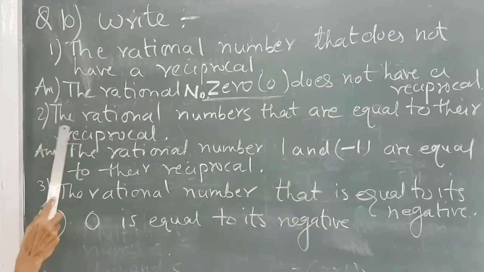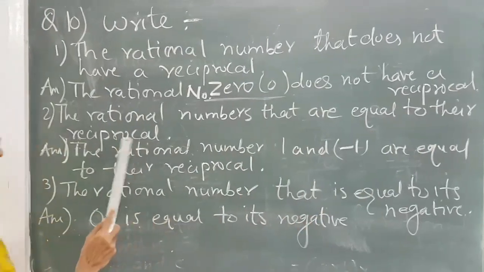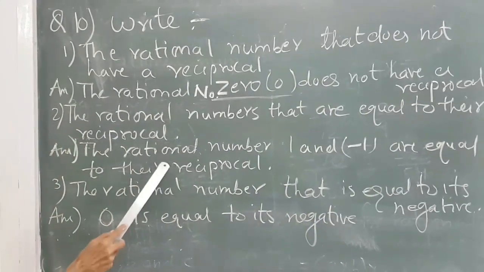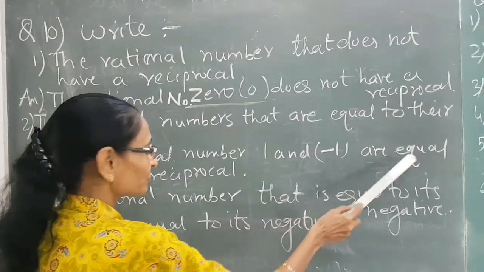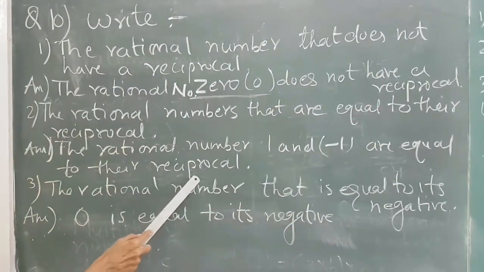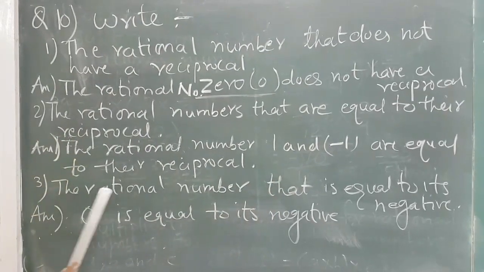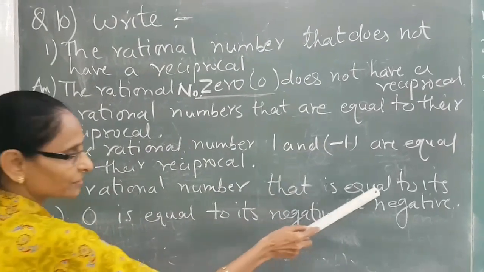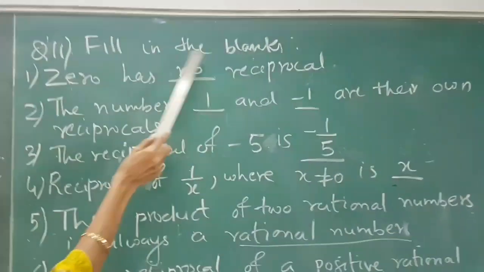Same way now second question. The rational numbers that are equal to their reciprocal. This also I have taught in the previous class. The rational numbers 1 and minus 1 are equal to their reciprocal. So our answer is 1 and minus 1. The rational number that is equal to its negative. Answer is 0. 11. Fill in the blanks.